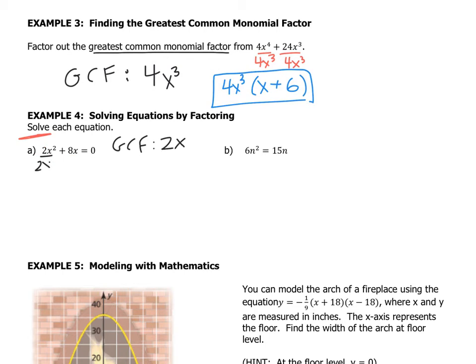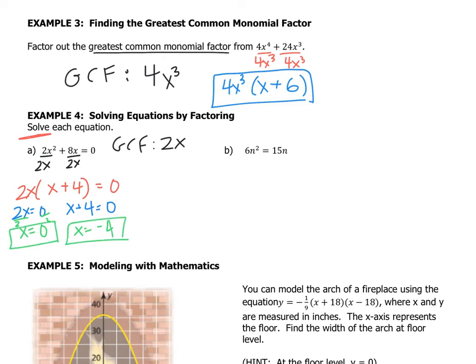So I'm going to divide each piece by 2x. That gives me 2x times x plus 4 equals 0. If it's in factored form and it equals 0, then either 2x equals 0 or x plus 4 equals 0. So my values of x are either 0, because 2 times 0 is 0, right? Divide by 2. Or x could be negative 4.